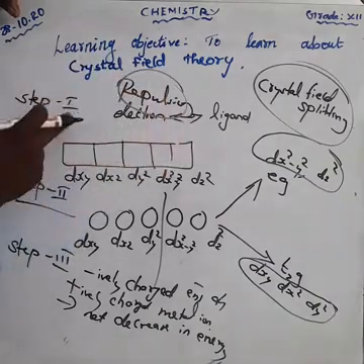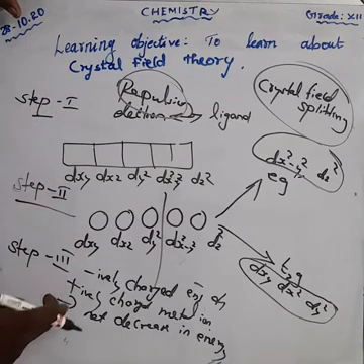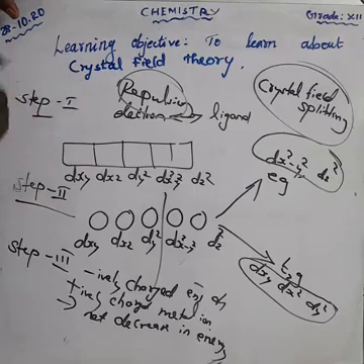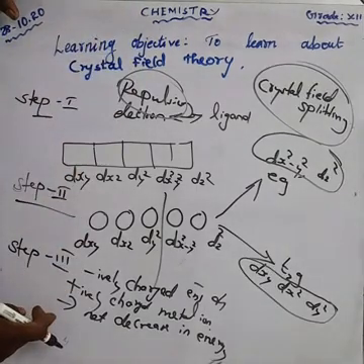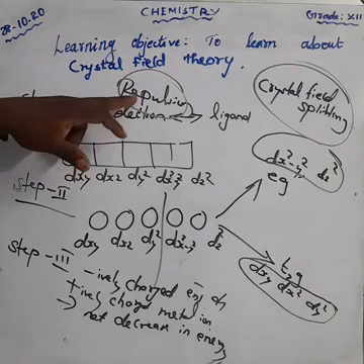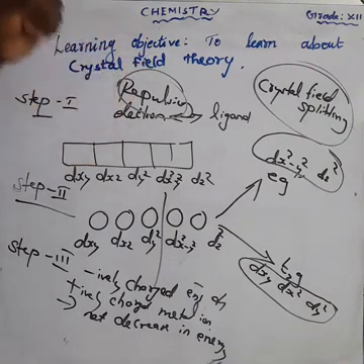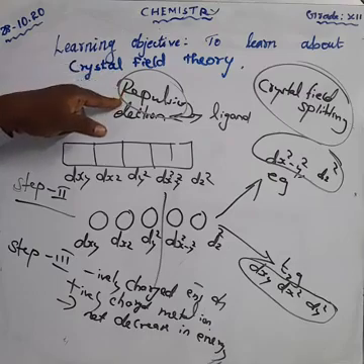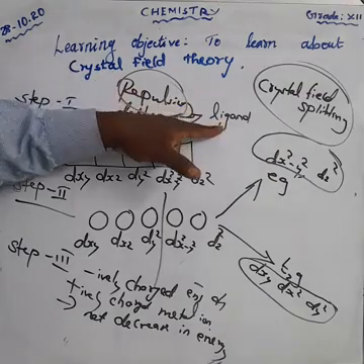Here, step 1 is repulsion and the third step is attraction. Don't forget that: step 1 has repulsion, step 3 has attraction. Here, it is the repulsion between the electrons of the metal ion and the ligand. That's the first step.